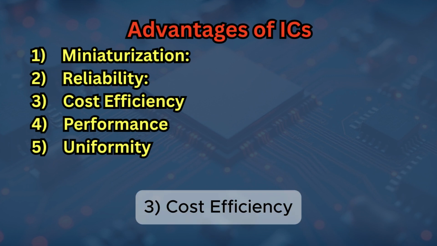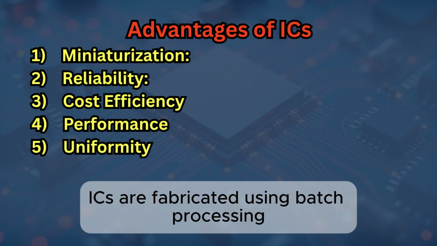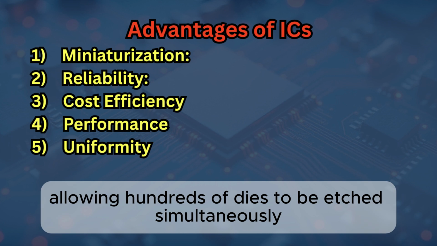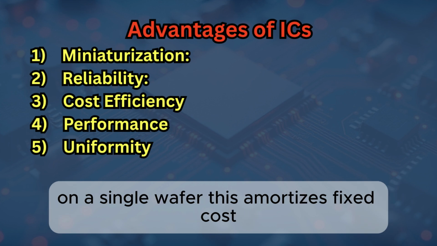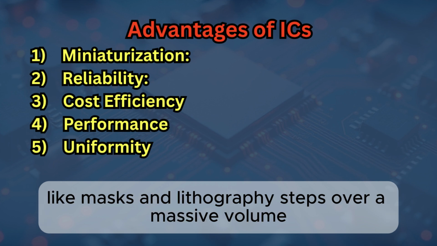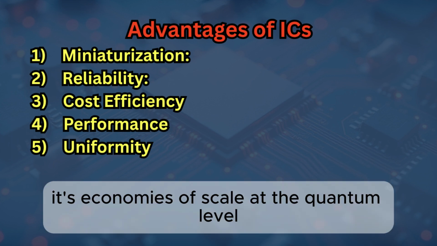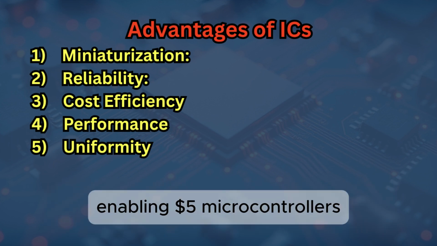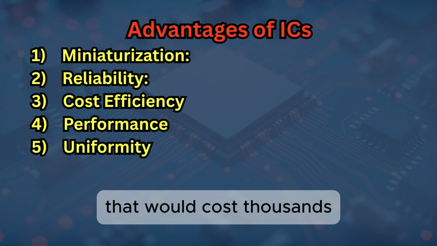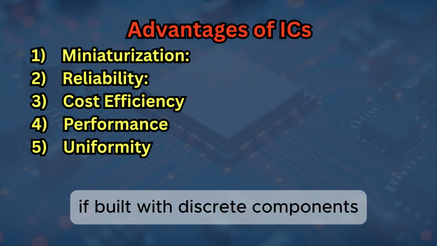3. Cost efficiency. ICs are fabricated using batch processing, allowing hundreds of dies to be etched simultaneously on a single wafer. This amortizes fixed costs like masks and lithography steps over a massive volume, slashing the cost per unit. It's economies of scale at the quantum level, enabling $5 microcontrollers that would cost thousands if built with discrete components.